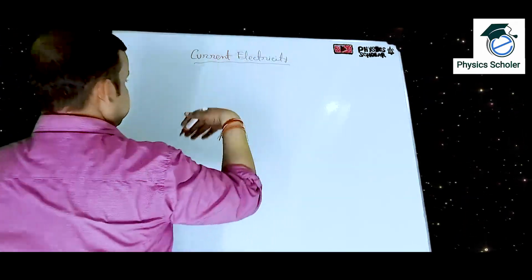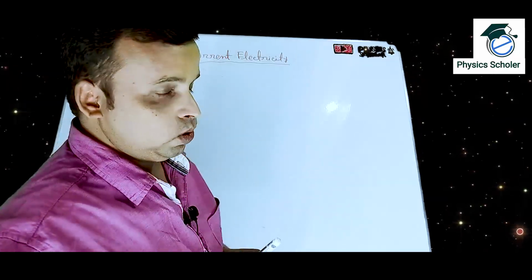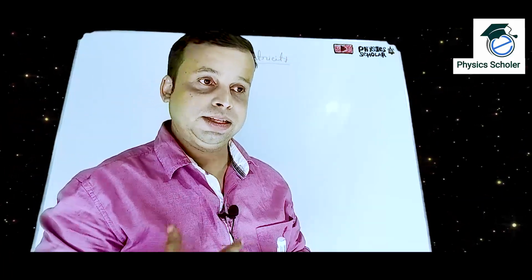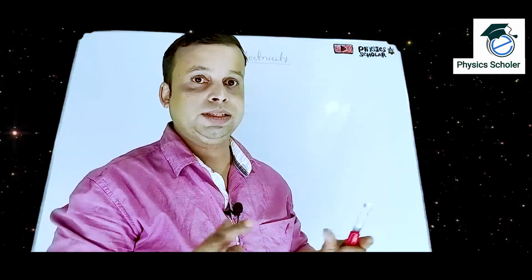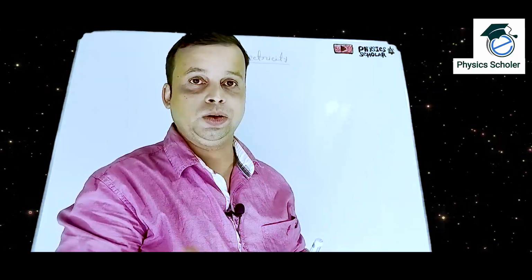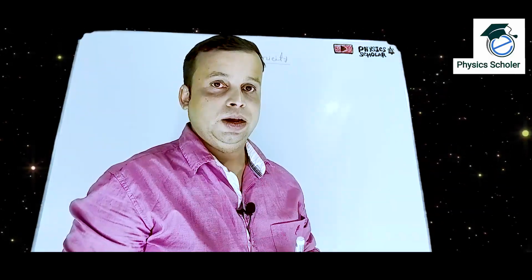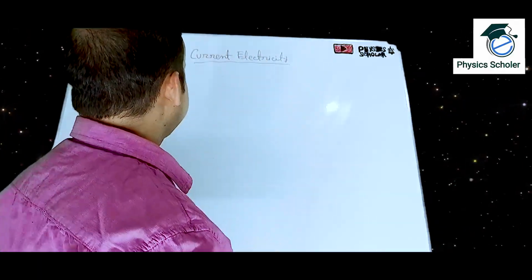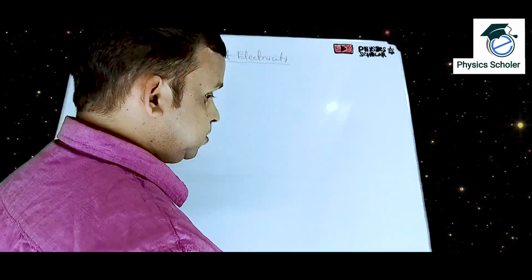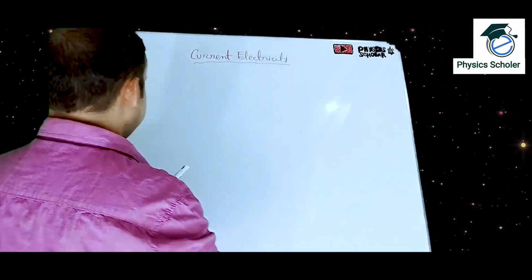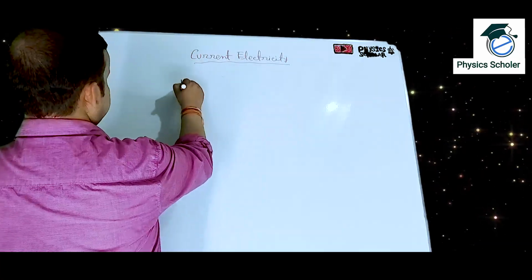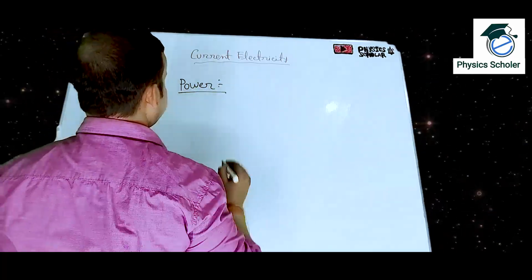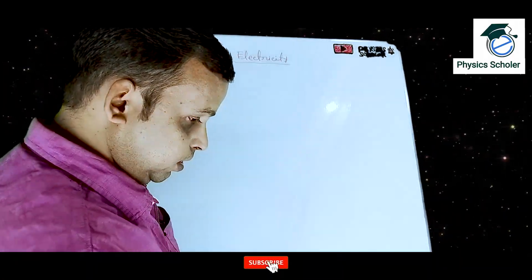So in the previous episode, if you followed, I discussed resistances, the combination of resistances, and the cell: what is the condition to get the maximum current from the cell, and what the combination should be. That type of theoretical portion we have completed. Now in this section today we will learn the power of an electrical circuit. What is the power of an electrical circuit?